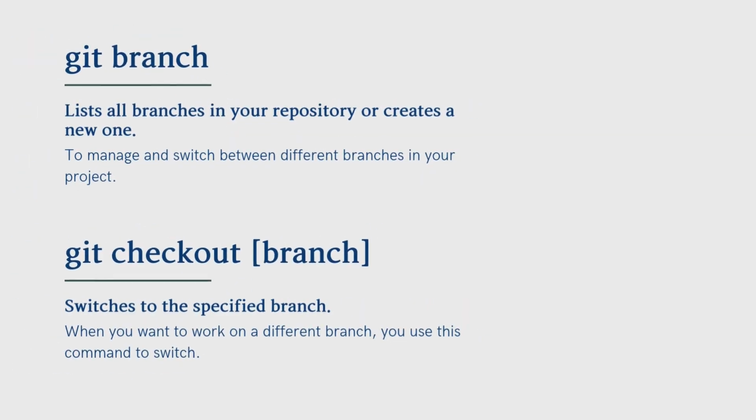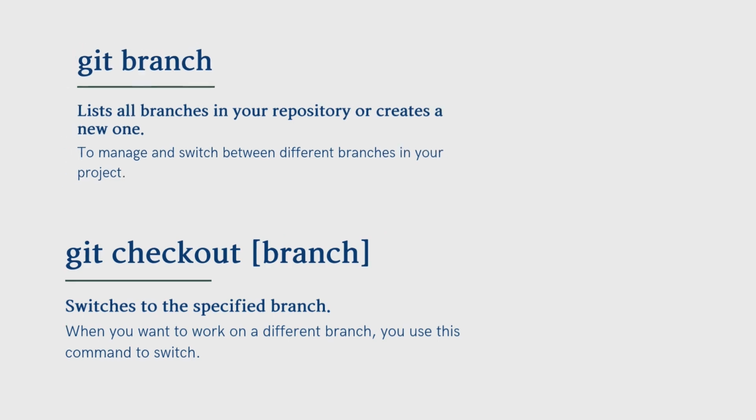Git branch. This command basically lists all branches in your repository or creates a new one, and is used to manage and switch between different branches in your project. Git checkout. This command basically switches to the specified branch, and when you want to work on a different branch, you use this command to switch.